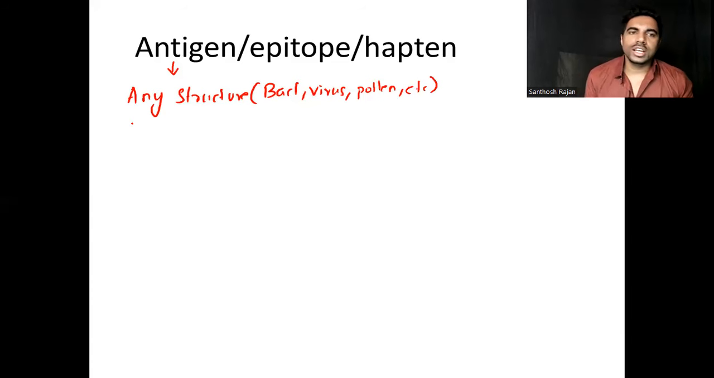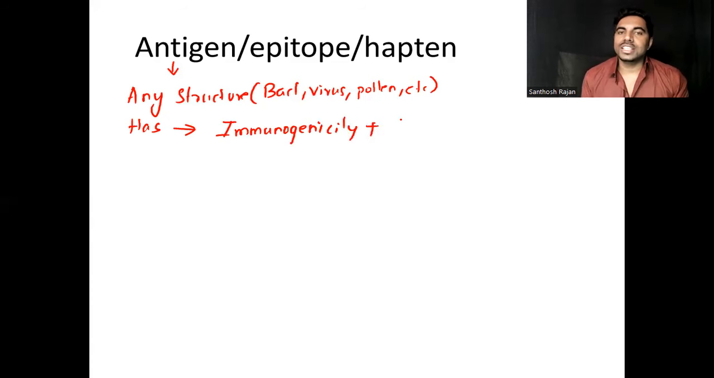So any structure that has two properties. What are the two properties they should have? One is immunogenicity. The other one is antigenicity. Both the properties should be there. Antigenicity and immunogenicity are the two important properties of an antigen. Okay, this is the definition.